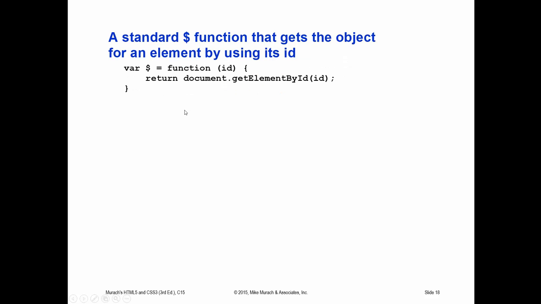Now, probably the hardest thing to understand in this chapter is this line of code right here, or it's amongst the hardest to understand. Look at it this way. What we're doing with this is we're making the $ an alias.